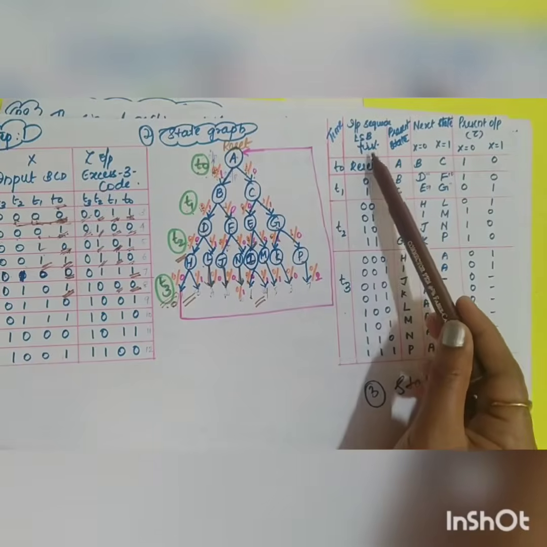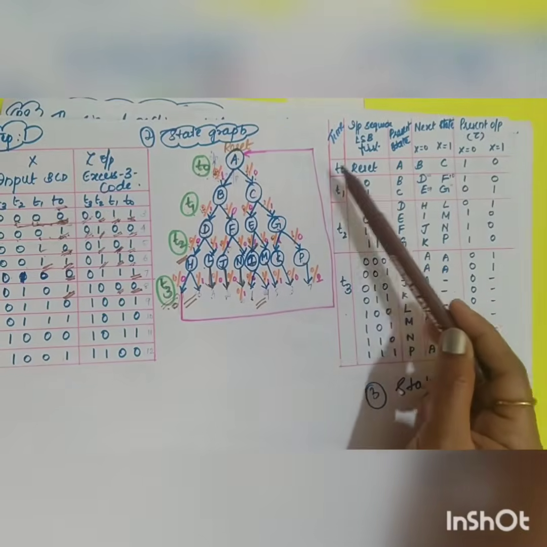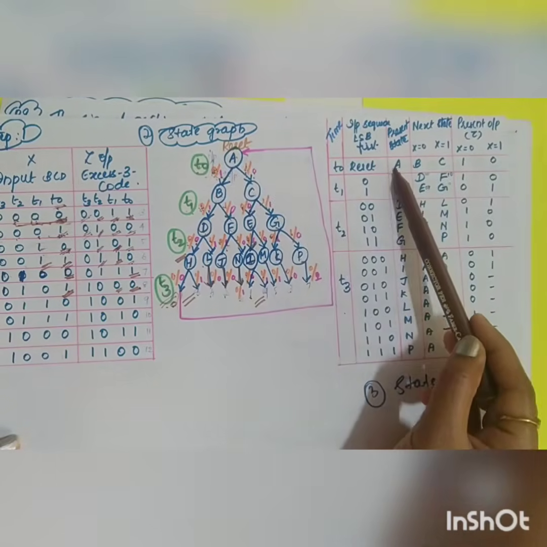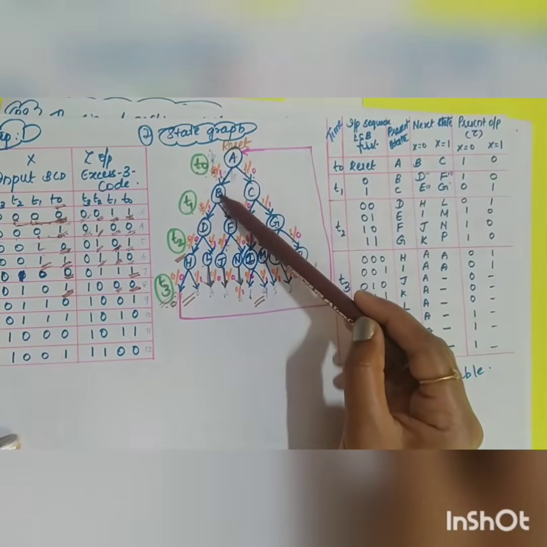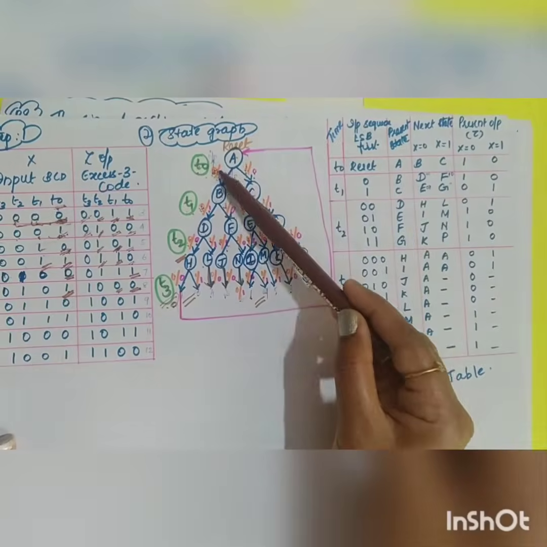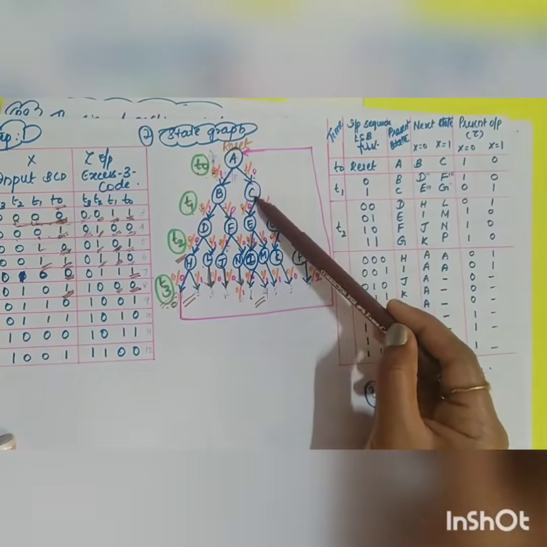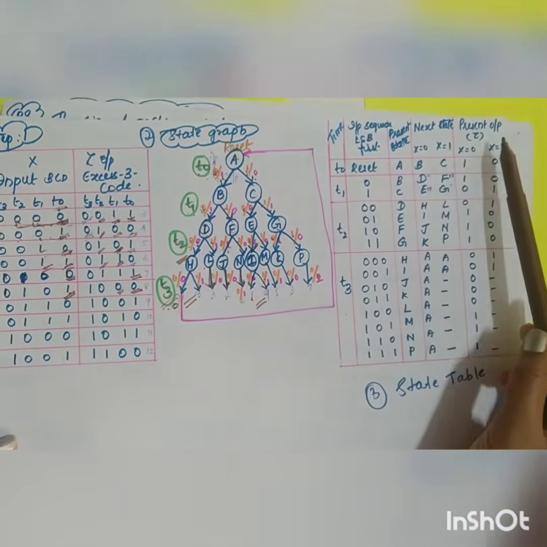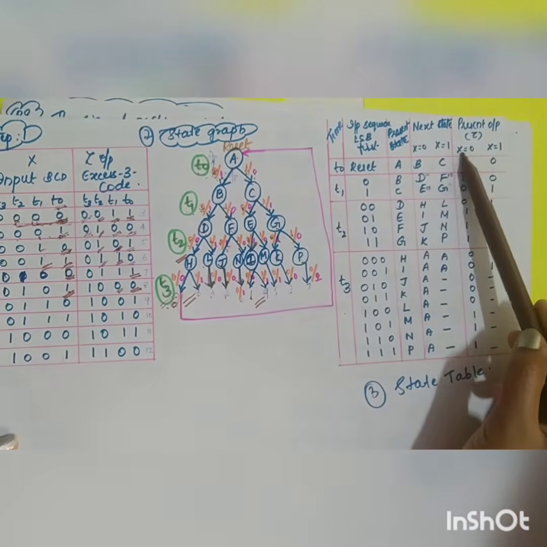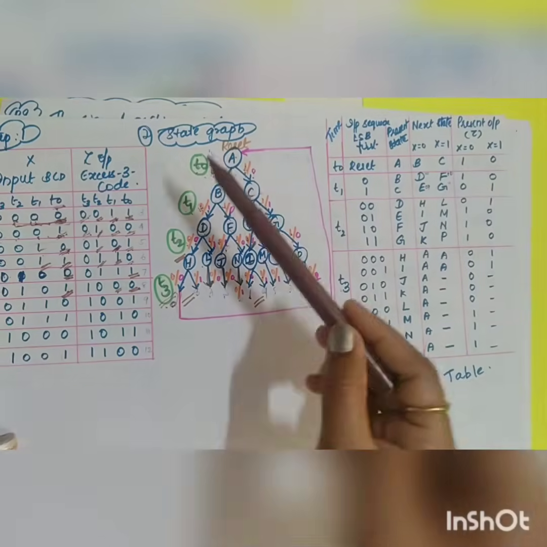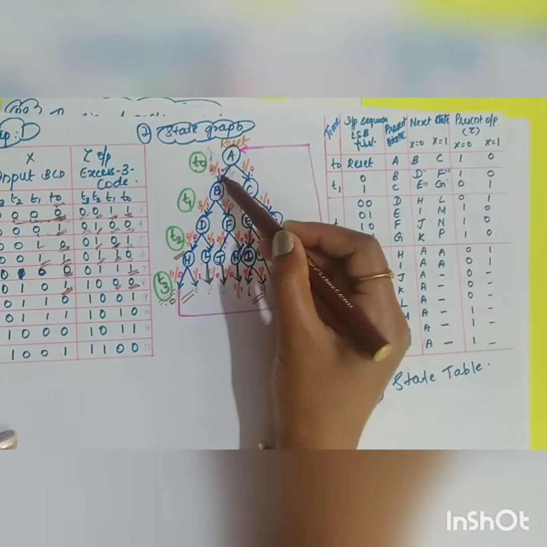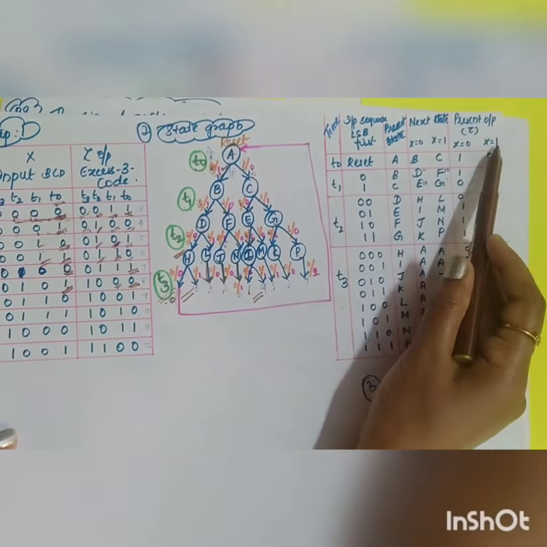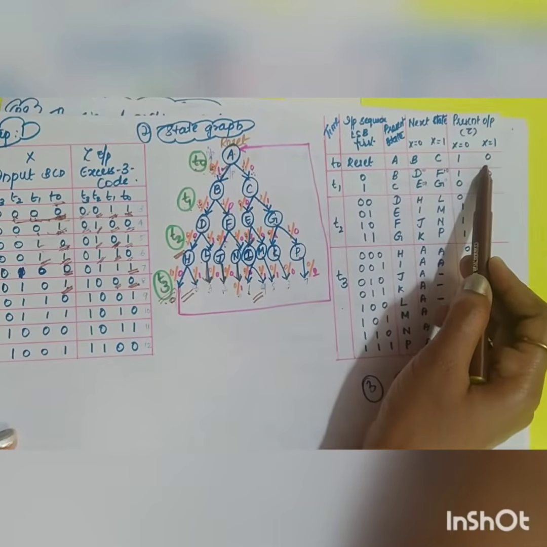First, let us assume that it is in the reset state, that is at time t0. What is your present state? It is A. It goes to the next state, B or C. When x is equal to 0, it is B. When x is equal to 1, it is C. That is what is written here. Now what will be your present output Z? When x is equal to 0, the output is equal to 1. When x is equal to 1, the output is equal to 0.